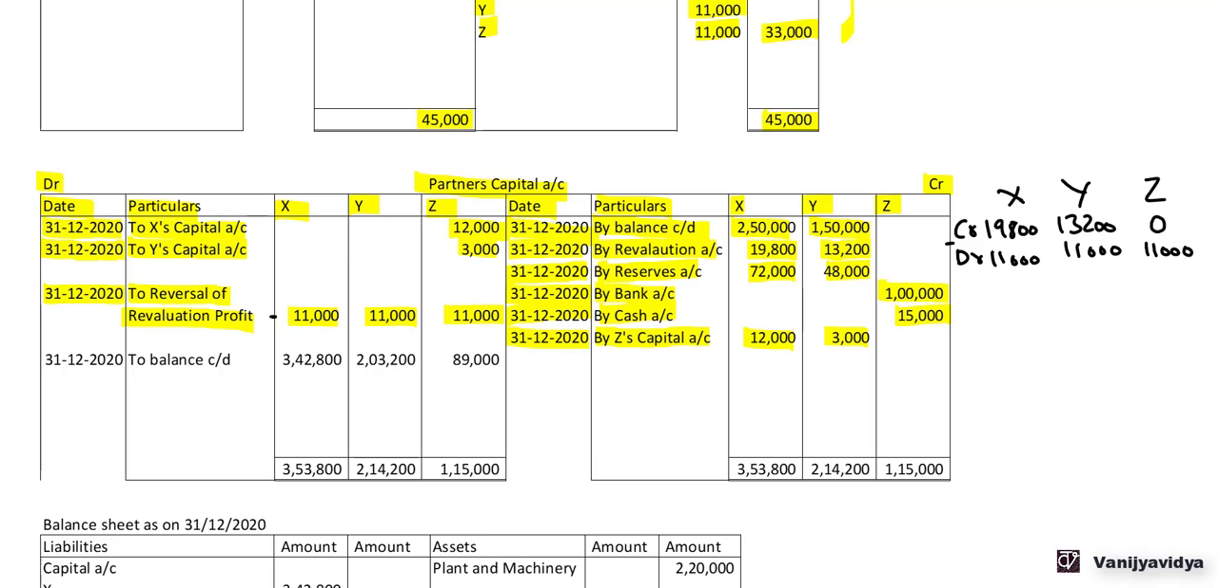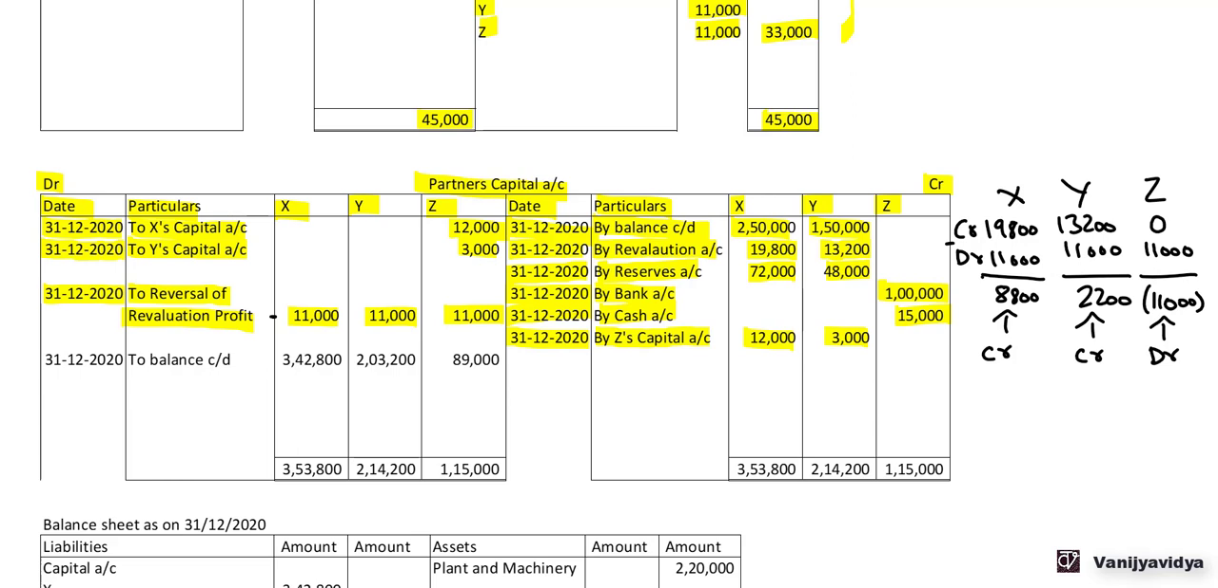Now, if we see the net difference, what has happened here is, X's capital account was credited by a net 8,800. Y's capital account, 13,200 minus 11,000, comes to 2,200. It was credited by 2,200. And Z's capital account was debited by 11,000. Now, 8,800 plus 2,200 is 11,000.